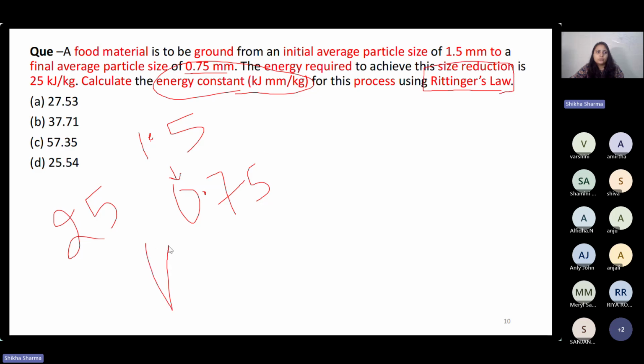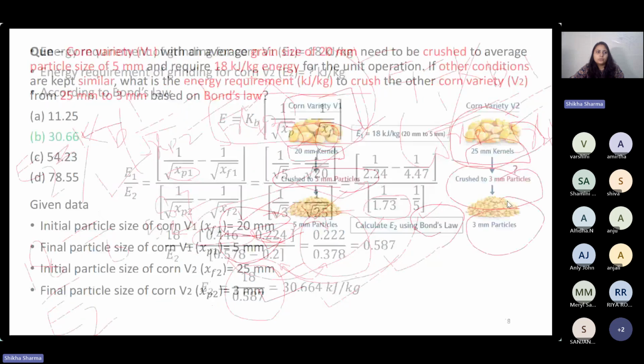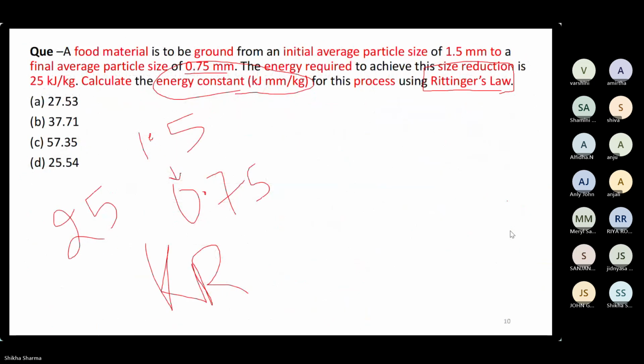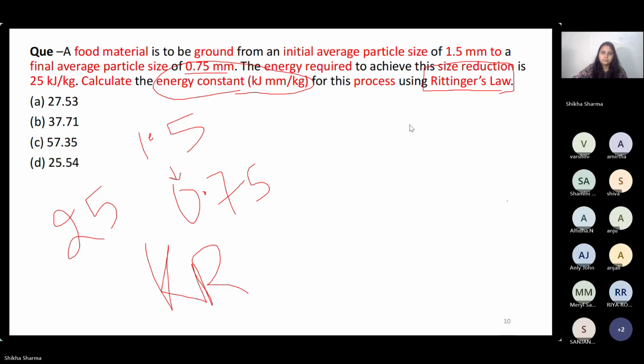So we need to calculate basically Kr here. We know the formula of Rittinger's law when we are calculating the energy. This is a very simple question. We need to just put in the values and get the answer. Okay, I'm solving this question.